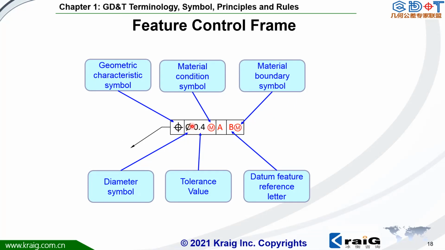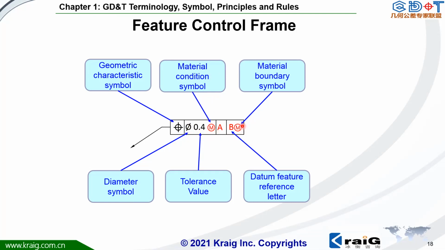Next one here, this is the tolerance value, it's 0.4. This means the shape of the tolerance zone. From here, we know the tolerance zone is a cylinder with the diameter 0.4 here. The next one is the modifier. This symbol means maximum material modifier. We're going to learn this in a later module.